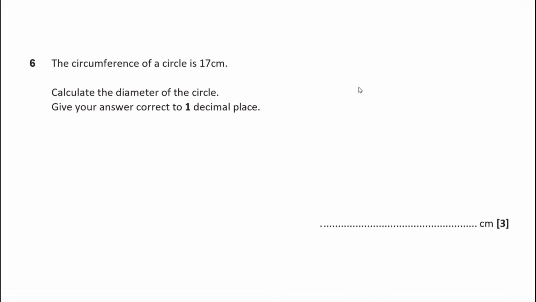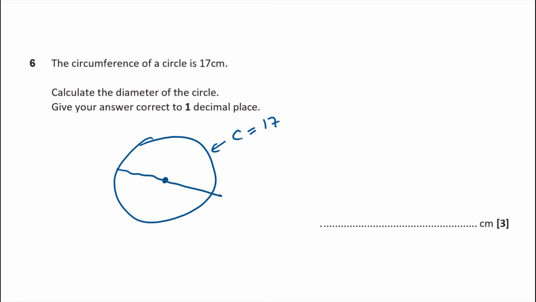Question 6. The circumference of a circle is 17 centimeters. Calculate the diameter of the circle. Give your answer correct to 1 decimal place. Okay, so we've been given a circle and we know the distance around the edge, C, is equal to 17 centimeters. What do we want to know? We want to know D, the diameter. Diameter is the straight line that passes through the center of your circle.